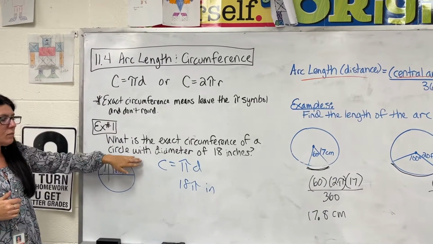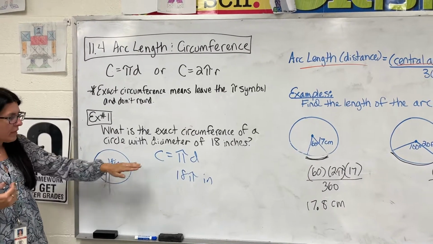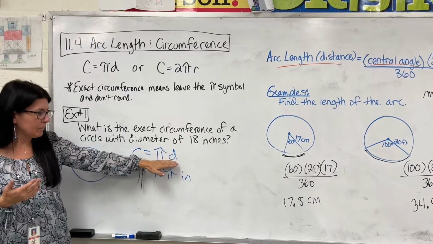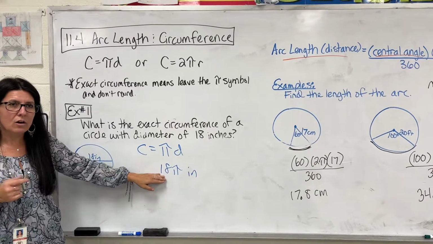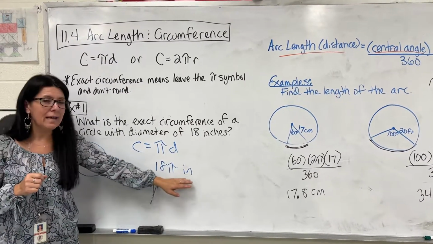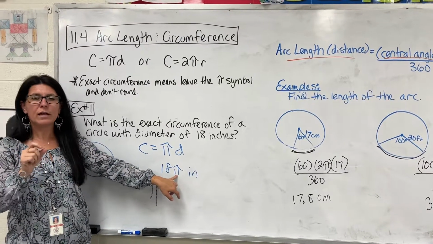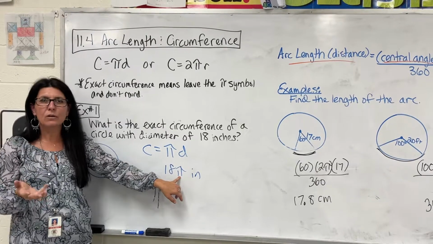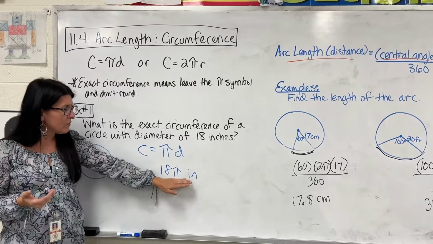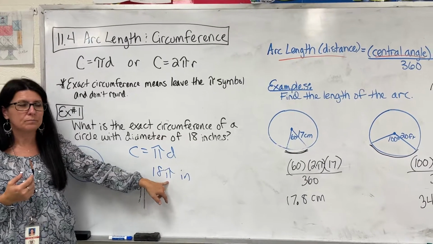When you're asked to find an exact circumference with a diameter of 18 inches, here's our formula, pi times the diameter. Well, if the diameter is 18, our exact circumference is 18 pi inches. You leave that in there because that accounts for all of those decimals that are unending that we can't account for. We don't even know the ending of. So this is my exact answer because that symbol stands for all of those numbers.